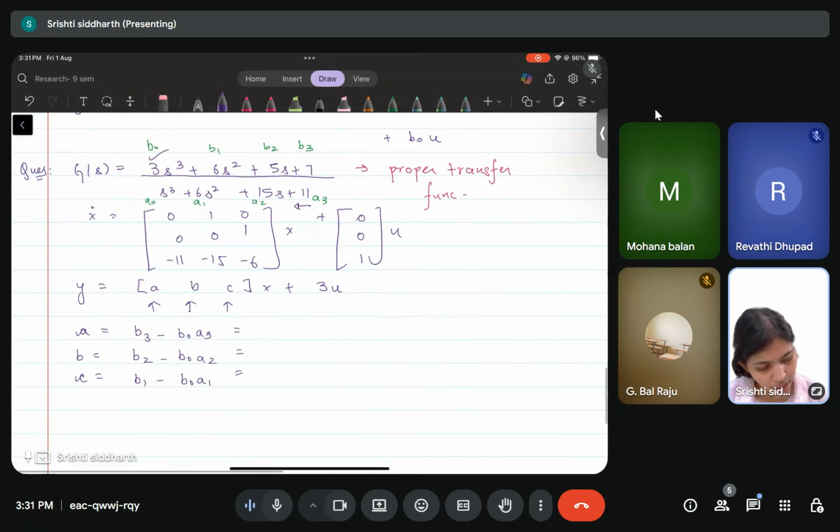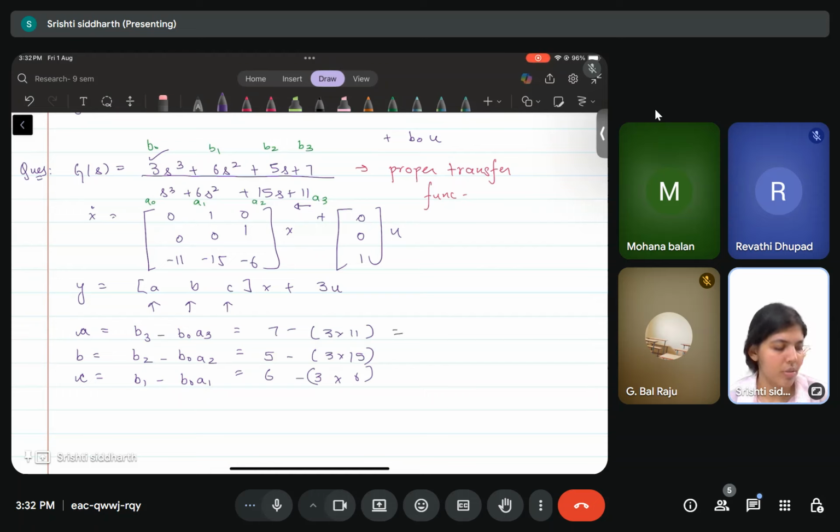Okay, so what is the value of A? We have B3, it's 7 minus 3 divided. And B2, B is 5 minus 3 into 15. We have 6 minus 3 into 6. These are minus 26, minus 40, minus 30.